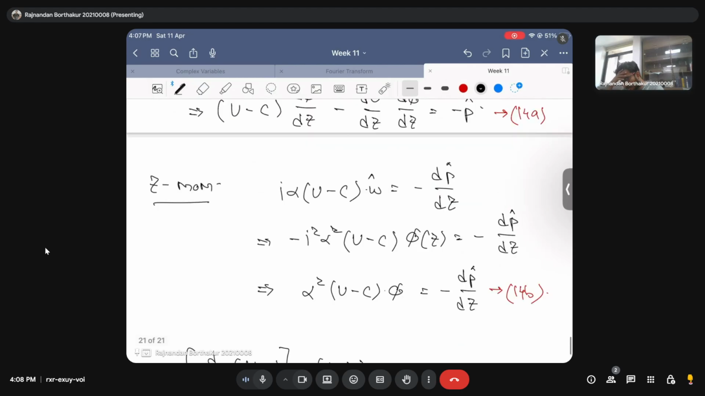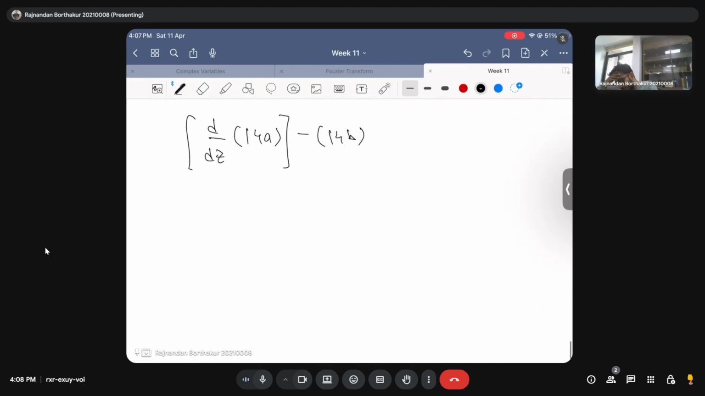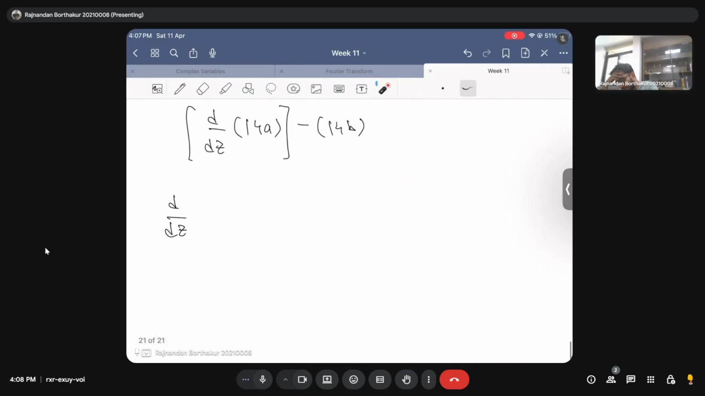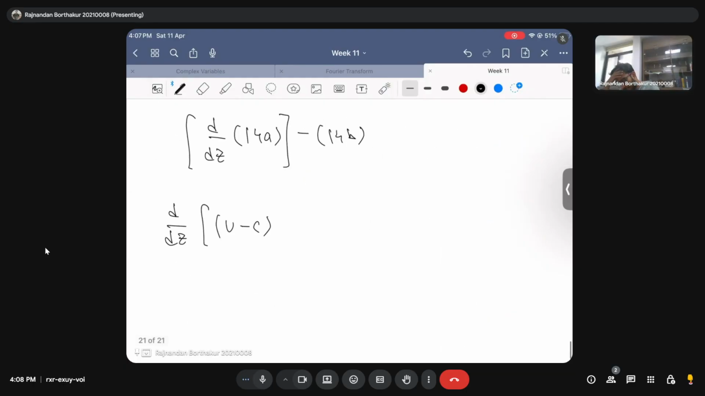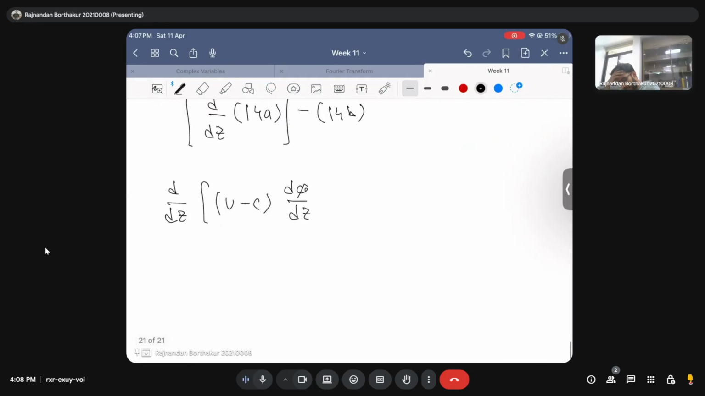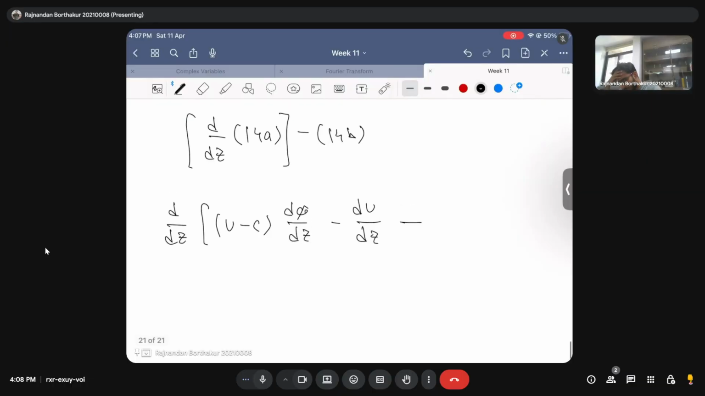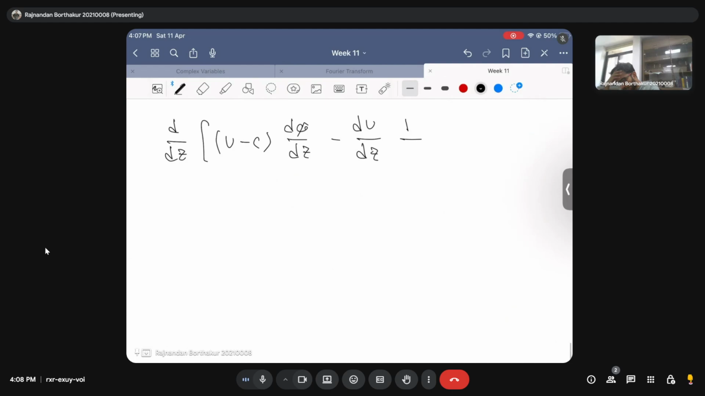Okay, so let's do it. So let's take the derivative of 14a. So d/dz of this equation. So d/dz of what? U minus c times d phi dz, and then I have minus du by dz times d phi dz, and you also need to take the derivative.